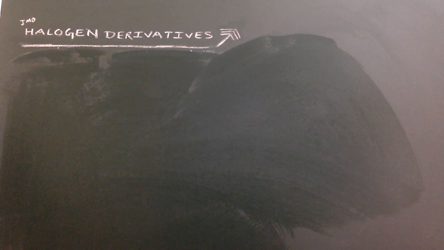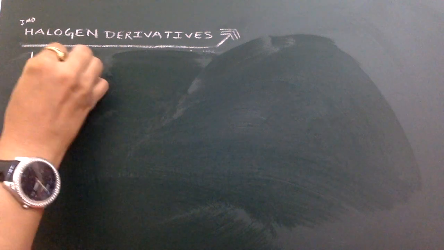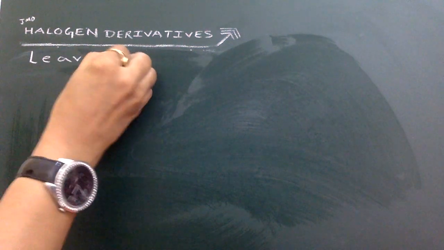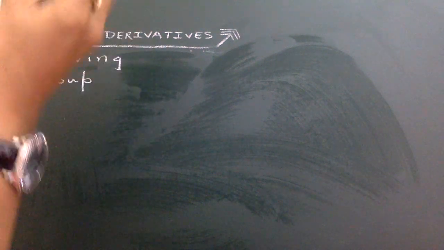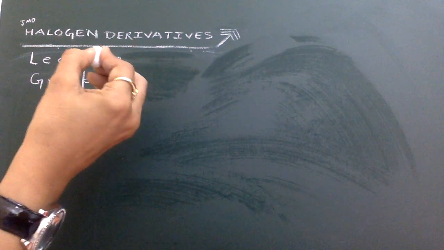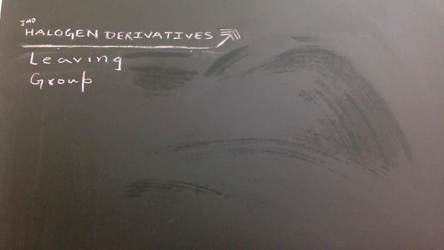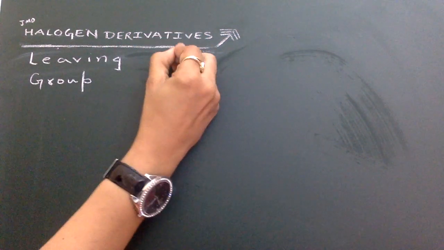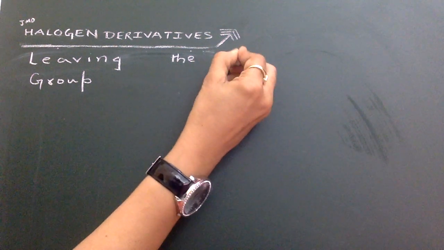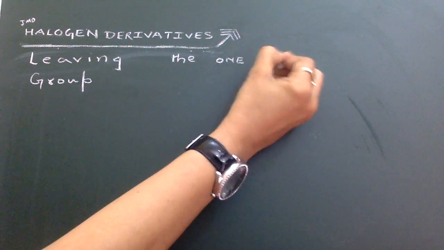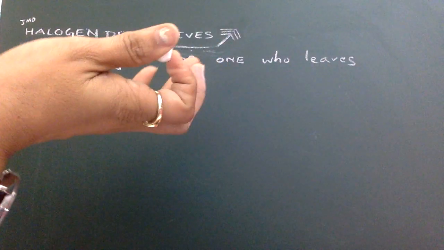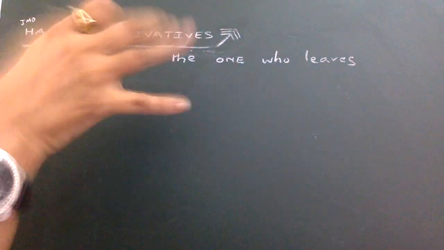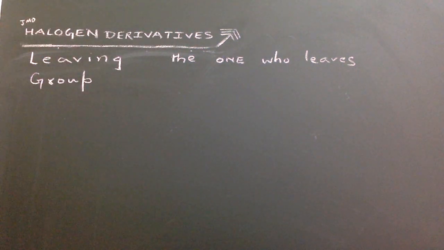Now, another important thing which is over here is the leaving group. The type of the leaving group also tells which type of reaction SN1, SN2, E1, E2 will take place. First of all, leaving group means the one who leaves. Common sense. The one who leaves. So leaving group is a group which leaves, just gets lost, kicked out, thrown out.